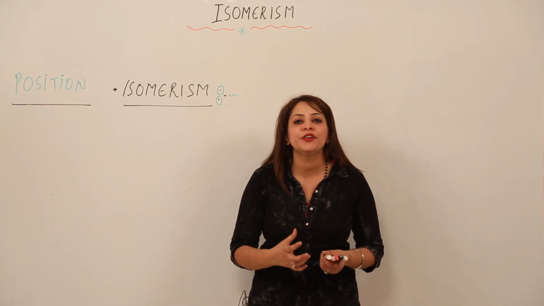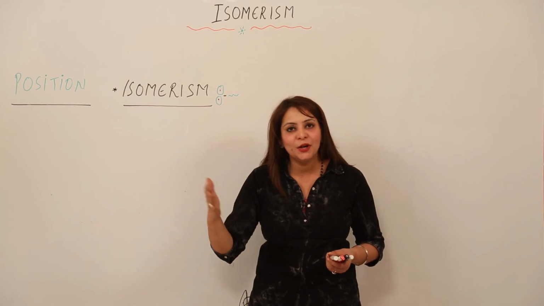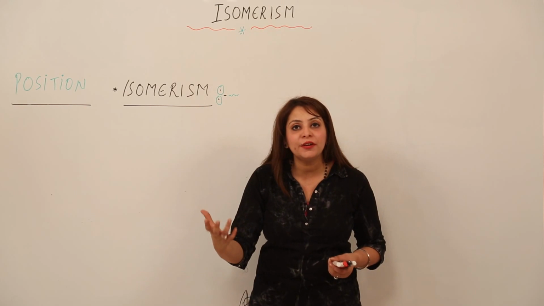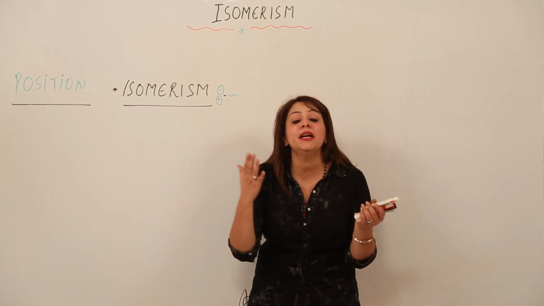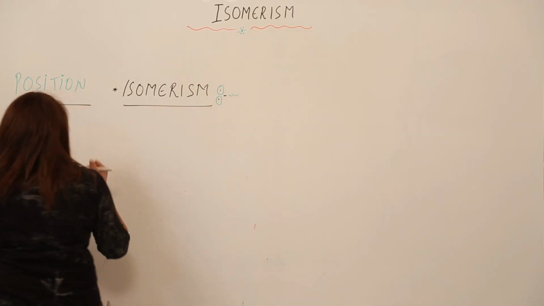They will differ in the position of the double or triple bond, or they will differ in the position of the functional group, the secondary functional group, that is any alcohol, aldehyde, carboxylic acid, or maybe differ in the position of the substituent. So look at the example.